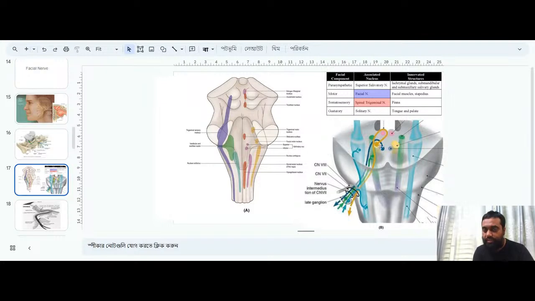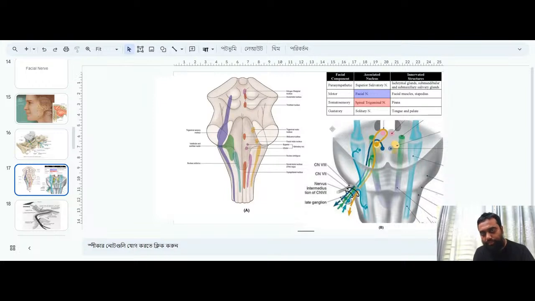And if there is a lower motor type of lesion on the left side, it will also produce some form of lesion on this left side. So how can we differentiate this? If there is a lesion in the upper motor neuron, there is paralysis on the left side, and if there is a lower motor type of lesion, there is also paralysis on the left side.